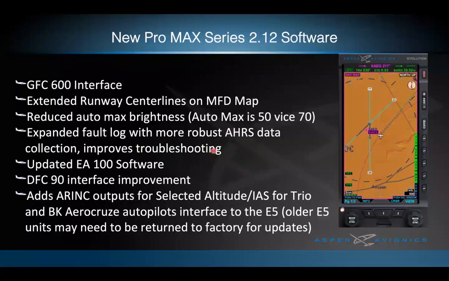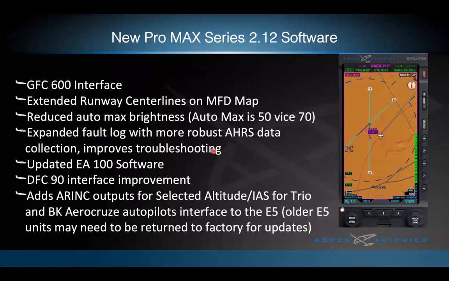If you have a Max system in an EA100, there are some improvements there as released. DFC 90, 211, the Max is released 210 and 210.2 worked really well with the DFC 90. We did have a bug with 211 and DFC 90. It still worked, but it gave you an AHRS miscompare message all the time. 212 cleared that up. So if you have a DFC 90 and you're holding off, 212 has that corrected.